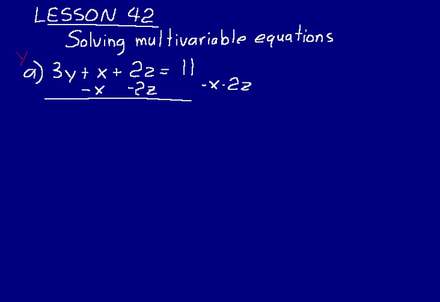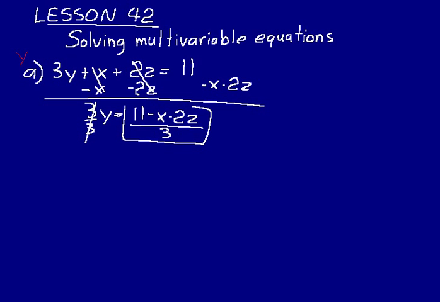Okay, so now we can cancel those on the left, and we have 3y is equal to 11 minus x minus 2z. Okay, now we just need to divide both sides by 3, and that will get us to solve for y. And that means the 11, the negative x, and the negative 2z, everything on the other side has to be divided by 3. You can't just divide one number or one term. Everything has to be divided by 3. So the 3's cancel, and we end up with that for our answer: 11 minus x minus 2z over 3.